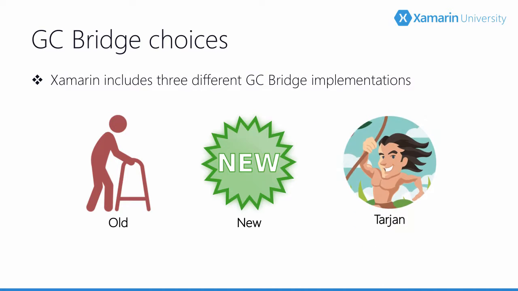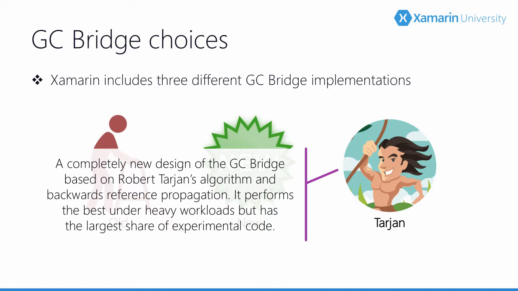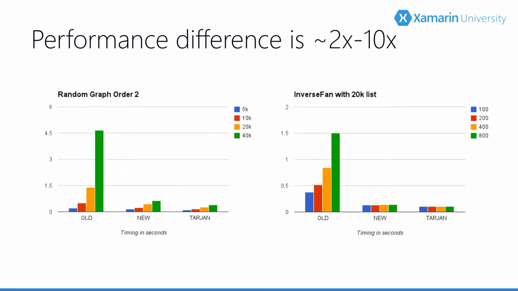The third bridge implementation we have is the Tarjan bridge. This is a completely different algorithm based on Robert Tarjan's strongly connected components graph algorithm that he worked on at Princeton. This algorithm tends to perform the best, particularly under load, when a lot of objects are connected together. But it's also the most experimental, and it hasn't been tested as thoroughly as the other two because it hasn't been around the longest.